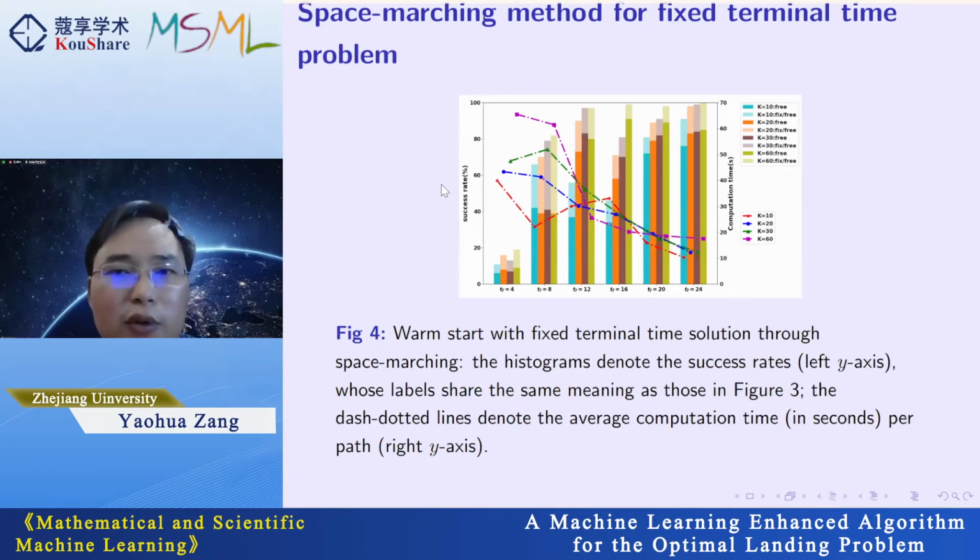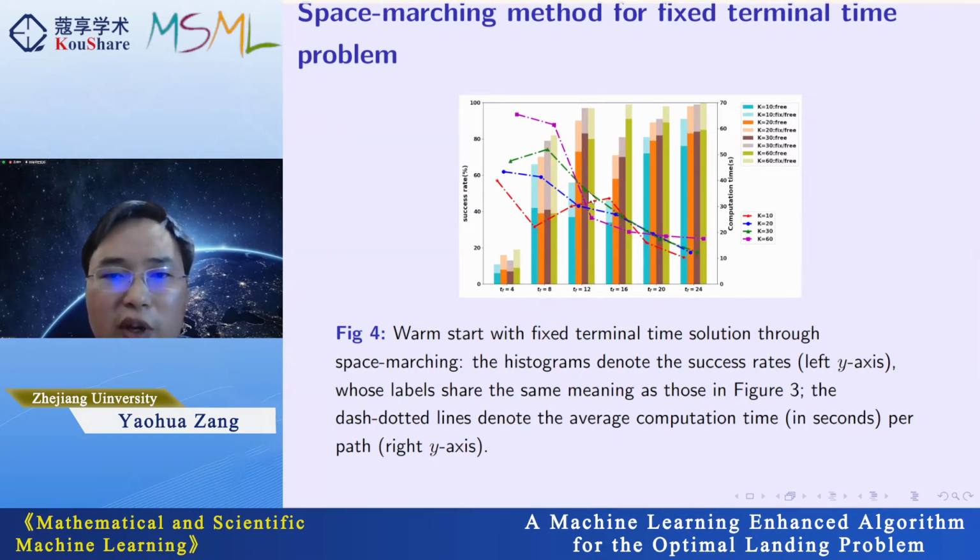The performance of using algorithm 2 to solve the free terminal time problems is shown in figure 4. This figure is about the warm start with fixed terminal time solution through space matching. The x-axis of this figure is the different choice of the initial guess for the optimal landing time TF star. The left y-axis indicates the success rate, and the right y-axis indicates the computation time. There are bars and lines in different colors, which indicate different choices of the space matching step.